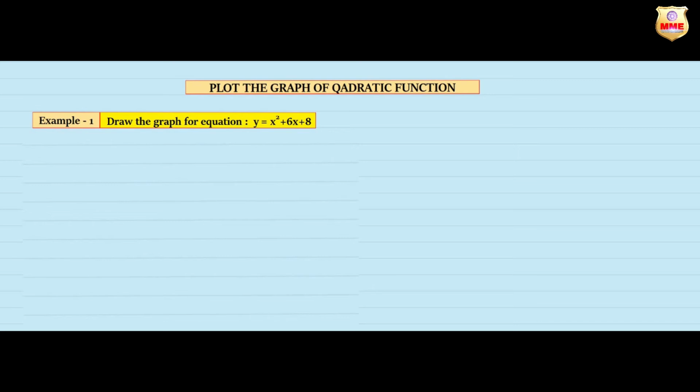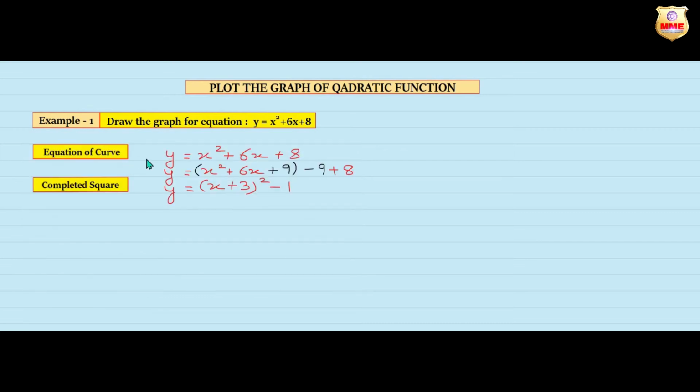Now friends, we will draw a graph for a quadratic equation, and we have taken an example here, that is y equal to x square plus 6x plus 8. In order to make a graph of this equation, we first have to convert it into a perfect square form. We can call this the equation of a curve, and we have transformed it into a perfect square form: y equal to x plus 3 whole square minus 1.